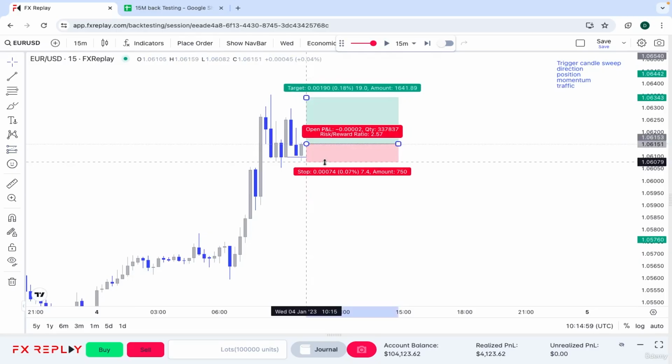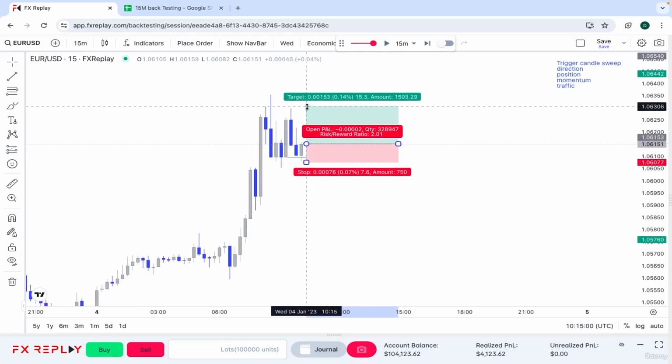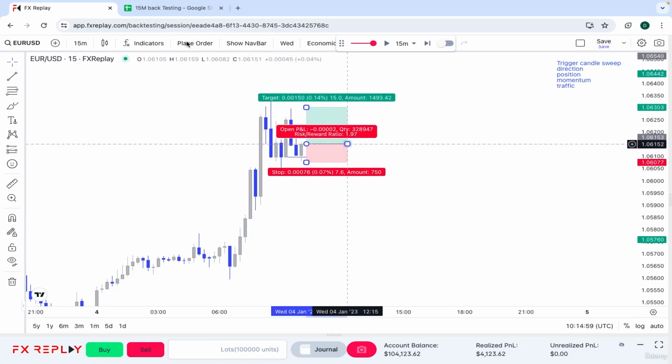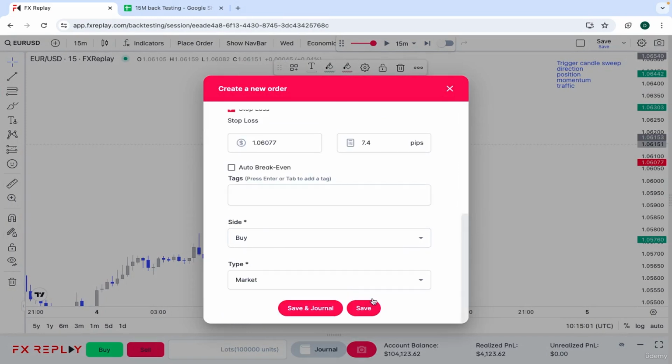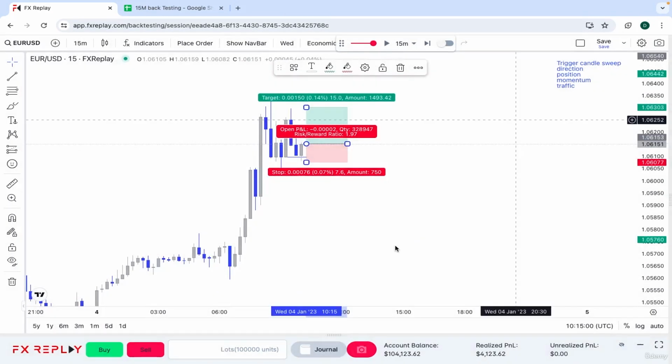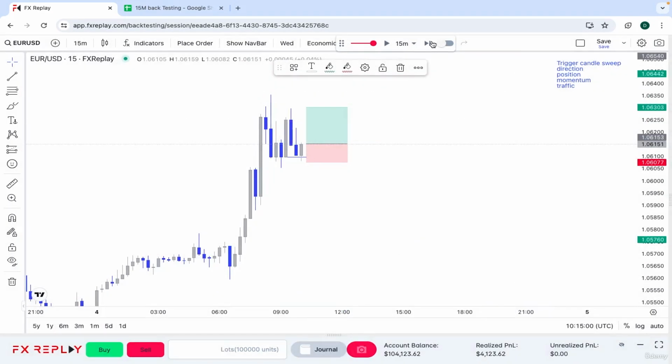Two R. I preferred the other trades in terms of a setup, but this is still valid, so I'm going to take it, set and forget, and then we'll see what happens. Place. We could retrace a little bit further back, to be honest.